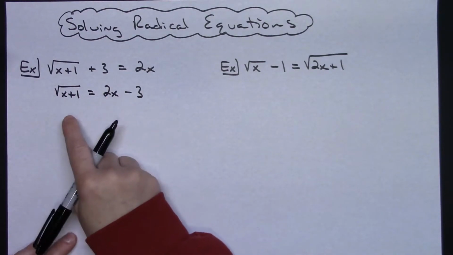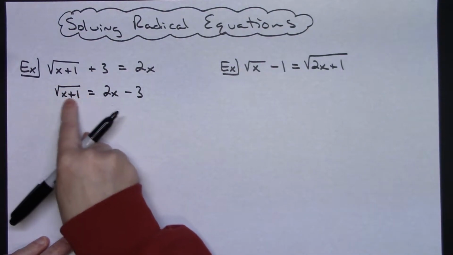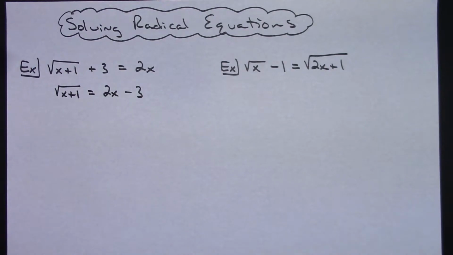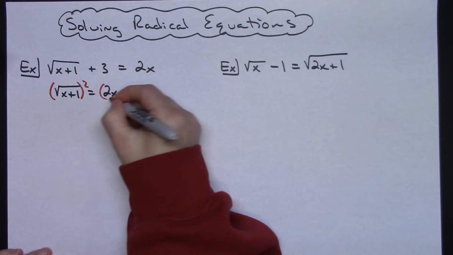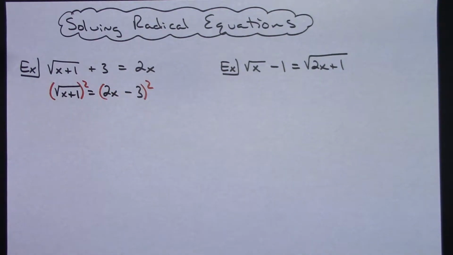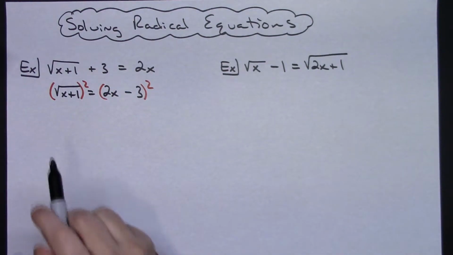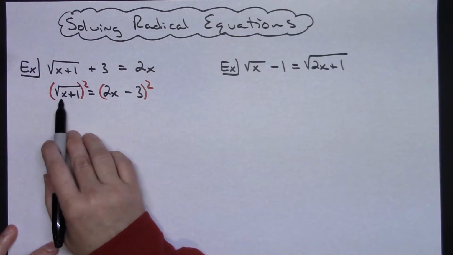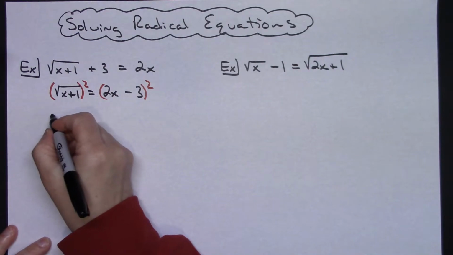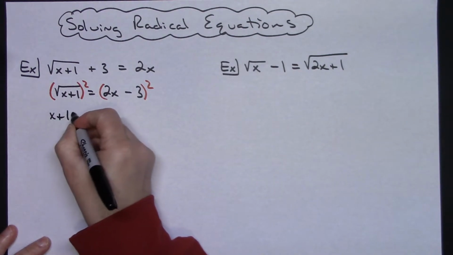Now at this point, since my radical is isolated, I can square both sides of the equation. So I'm going to square the left-hand side, and I'm going to square the right-hand side. When I square this left-hand side, the square root and the square go away. That's why we do it. They're inverse operations of each other. So I would have an x plus 1 on this side.